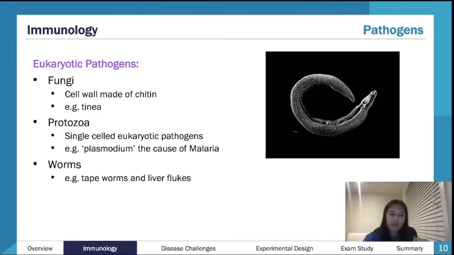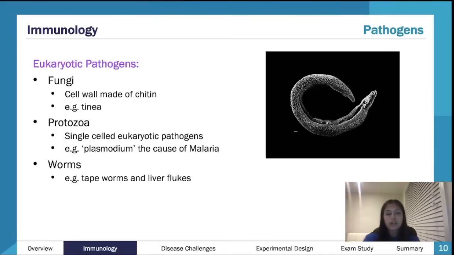Okay, so some of our eukaryotic pathogens, so these are cells that are a little bit more similar to our cells, so a little bit more complex. So we've got our fungi. Think of your fungal infections, like your tinea, your athlete's foot, that sort of thing. Their cell wall is made of chitin, so you can think again, just like peptidoglycan with your bacteria, the chitin is sort of another target that you could use. But yeah, those are your sort of fungal infections.